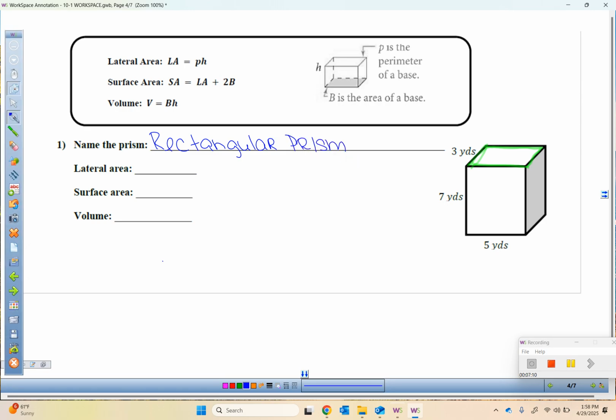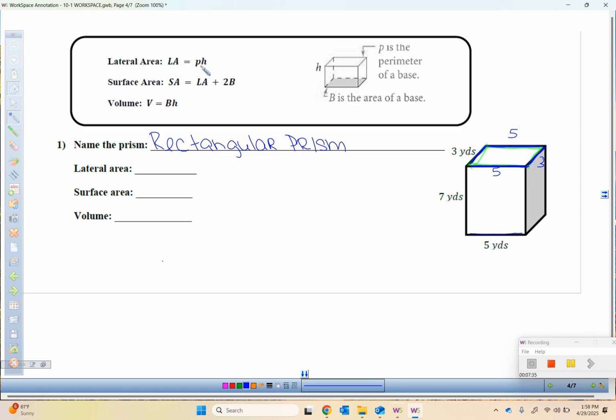Okay? And speaking of that, do we know if this is 3, what's this side over here? 3. So what is the dimension of this one? What is the length of right here? 5. Good. Because we know this down here and they are the same. So if this is 3 and this is 3, what's this dimension over here? 5. Very good. Okay. So let's look at the formula of lateral area.